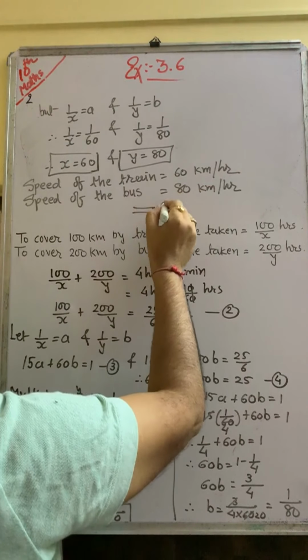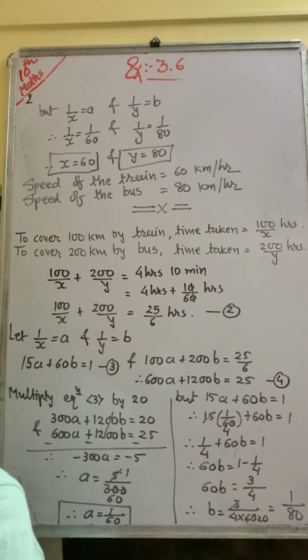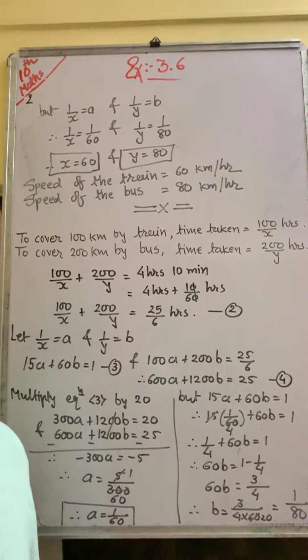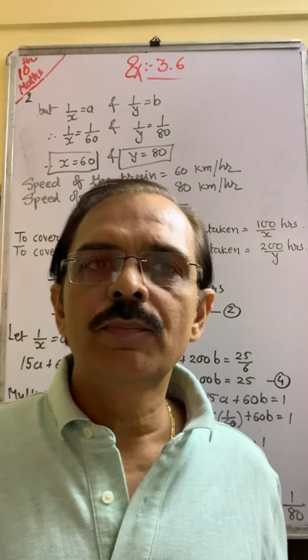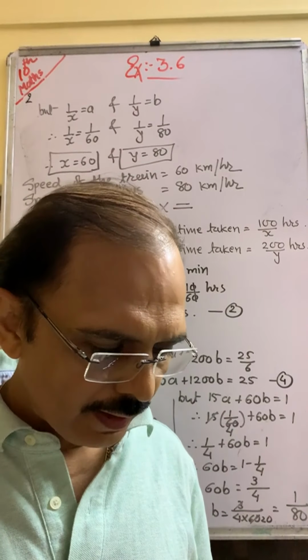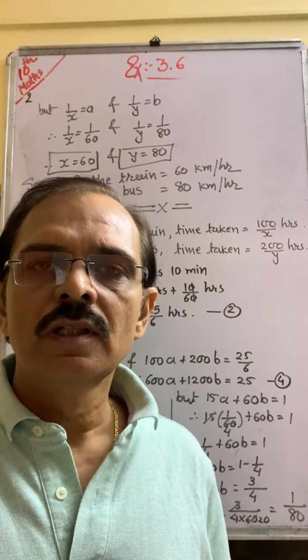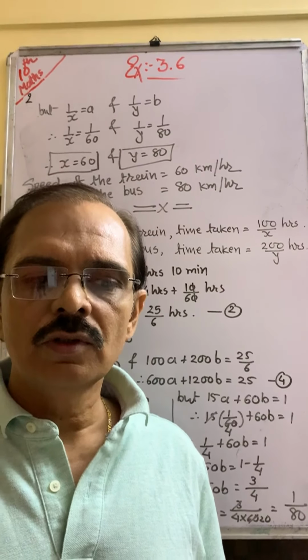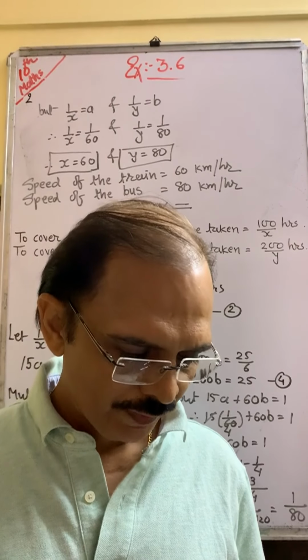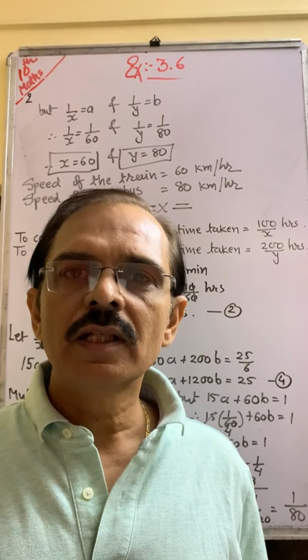Okay, this is your exercise 3.6. As I told you before also that 3.7 is the optional exercise, and optional exercises are not in your course, already given in your textbook, not examination point of view, so don't bother about 3.7. This is your chapter number 3.